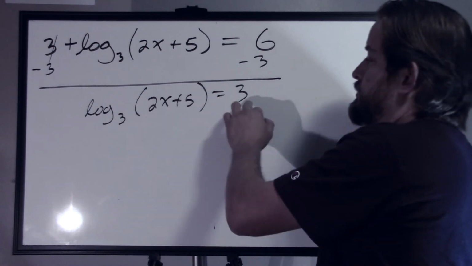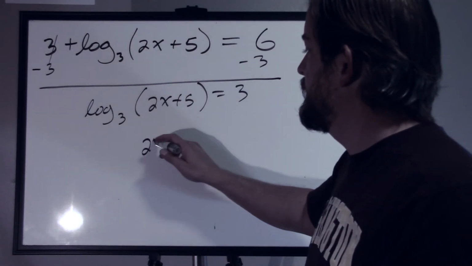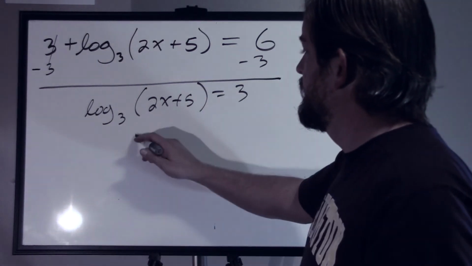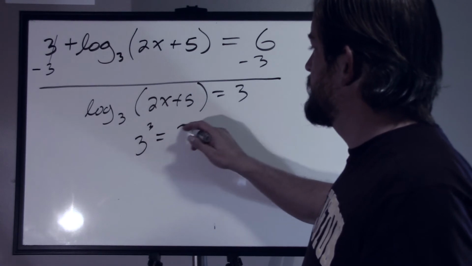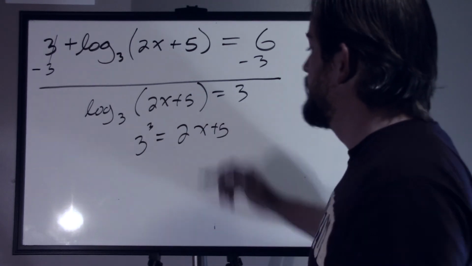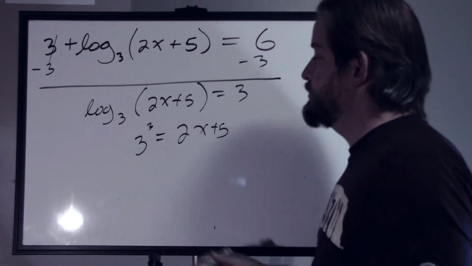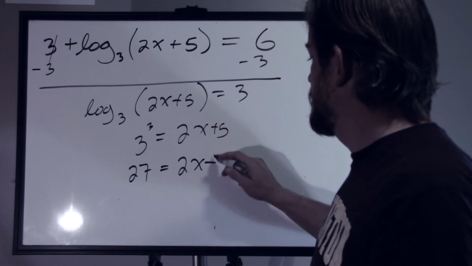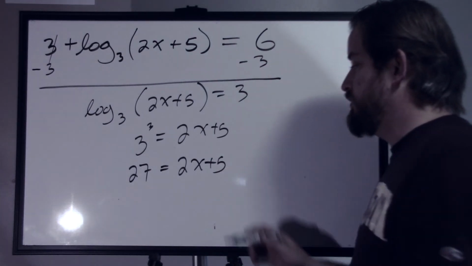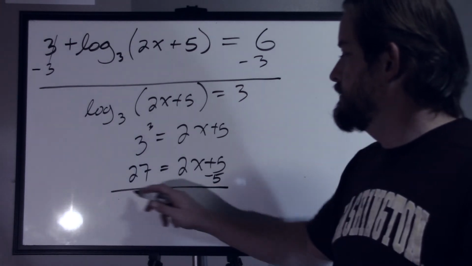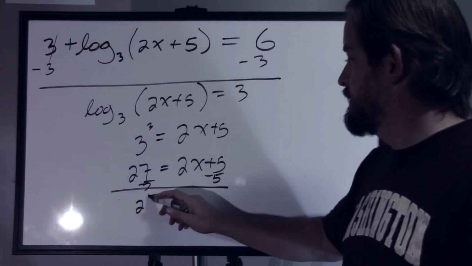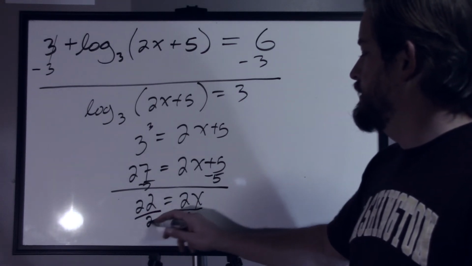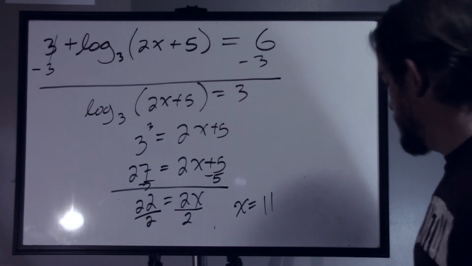Rewrite this as an exponential: 3 to the 3 equals 2x plus 5. So again, all I have to do is evaluate this 3 to the 3, which is 27. Subtract 5 from both sides and just solve for x here. Dividing each side by 2, I find x equals 11.